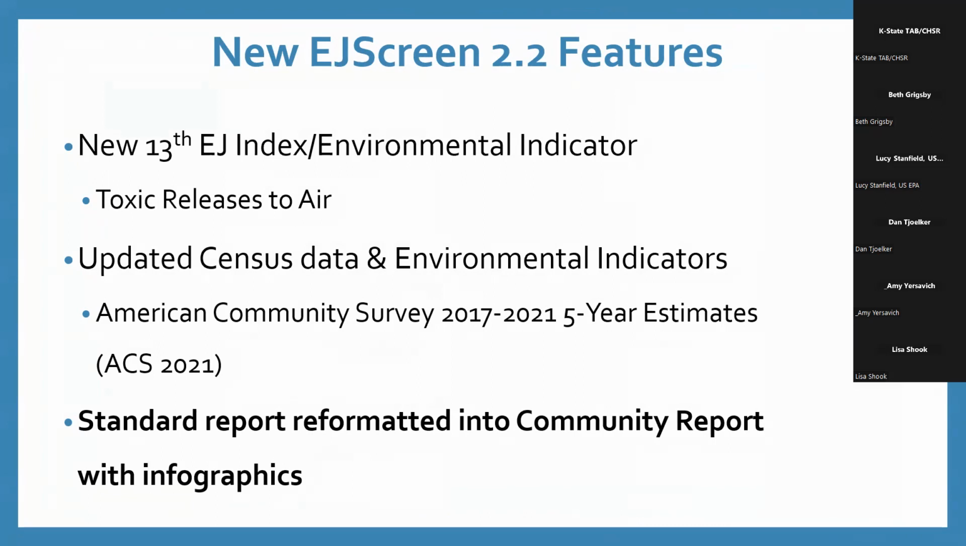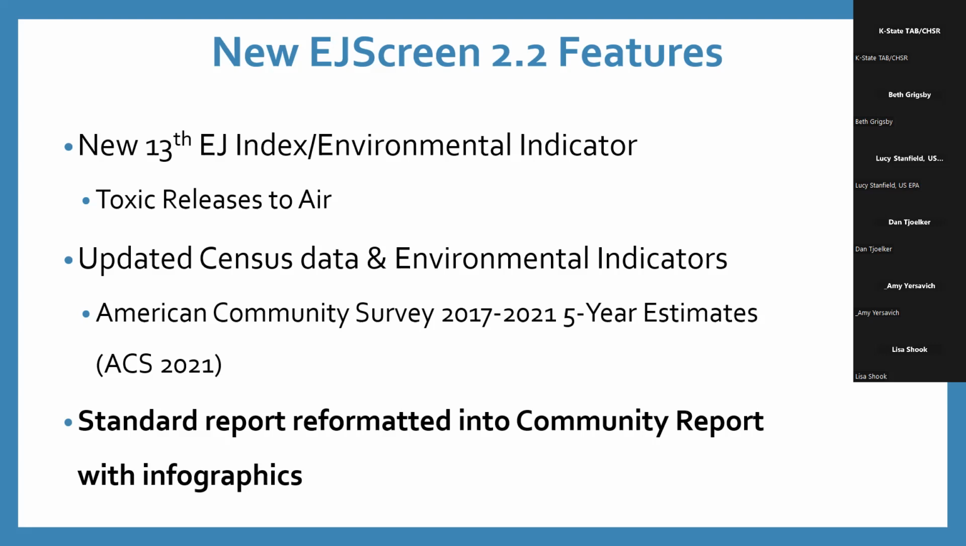The census data and the environmental indicators were also updated, as I mentioned. The latest Census American Community Survey data, and that's a 5-year estimate from 2017 to 2021. And then the data is collected through 2021, and it takes a year or so to then publish that data. So we're in 2023. You're probably wondering, why don't I see the data up to this year? Because it's still being collected.